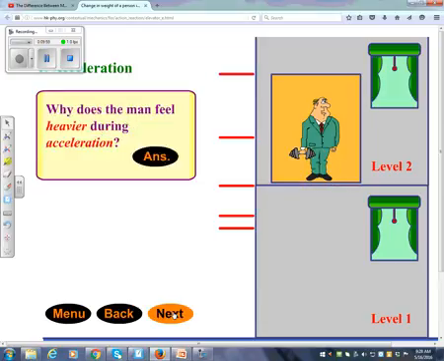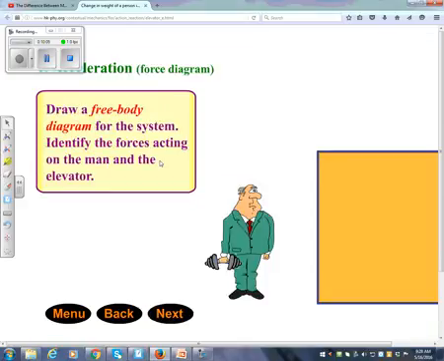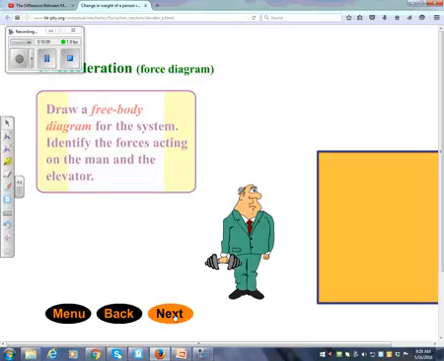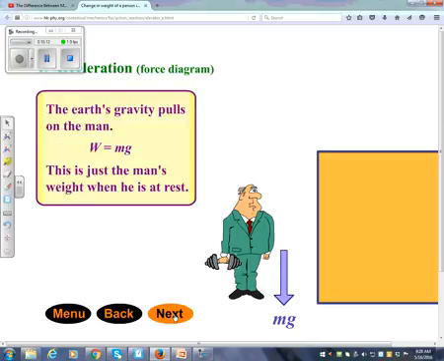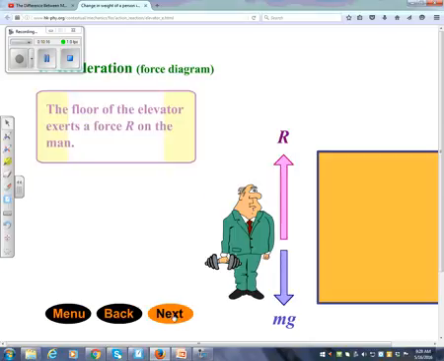Why does the man feel heavier during acceleration? How come? If we draw a free body diagram, the Earth's gravity pulls on the man, W equals mg. This is just the man's weight when he's at rest. The floor of the elevator exerts the force R on the man. How is R bigger than mg? It is. How come? Because he's got to be accelerated. There's a net force up.